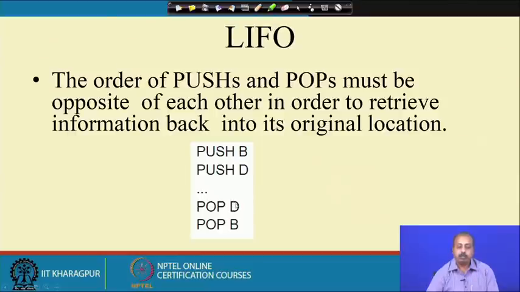So this value from the top of the stack will go to the D register, and then with pop B, the next value will be popped and stored in the B register. If you change the order, and do a pop B first, then the content of the D register will come to the B register instead of the D register. So this order is very important. You push in one order and retrieve in the opposite order to get the original information back.